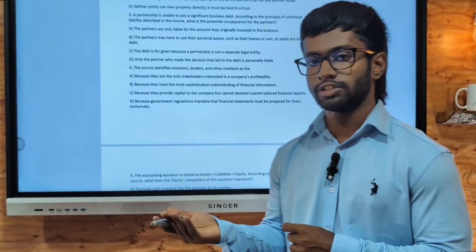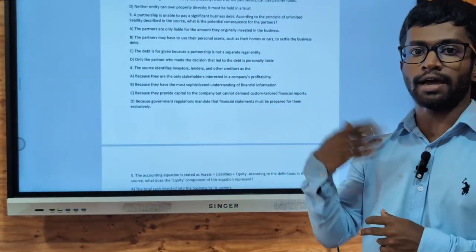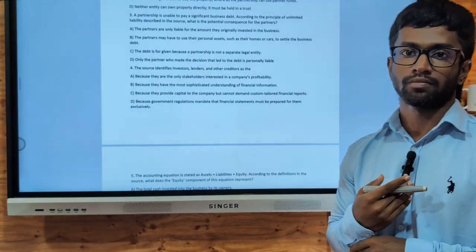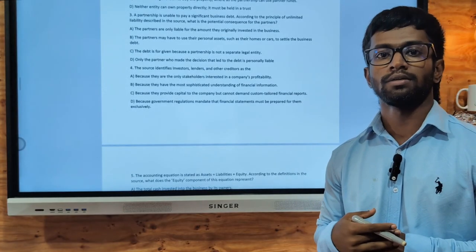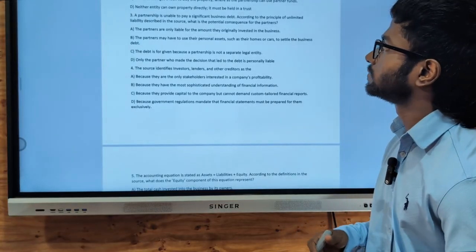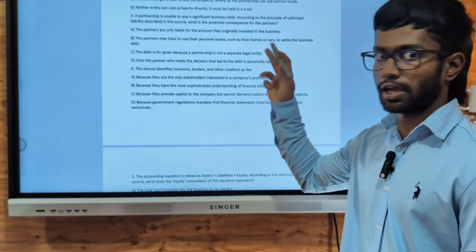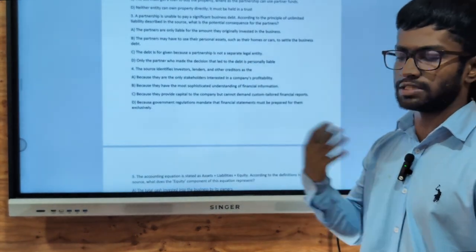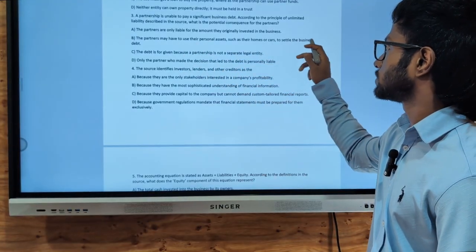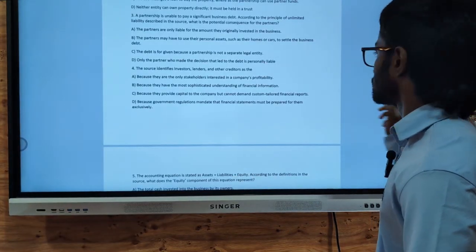But in a partnership, keep in mind, if a partnership is bankrupt, to settle the liabilities, the partnership can take the partners' assets as well, because partners have unlimited liability when they're carrying out a partnership. So here, according to this, first we have the partners are only liable for the amount they originally invested. That is not true. They are liable for the whole business activities. Next, the partners may have to use their personal assets such as their home, cars to settle the business debt. That is true. That's what I explained just now. So here, for this, it should be the answer.